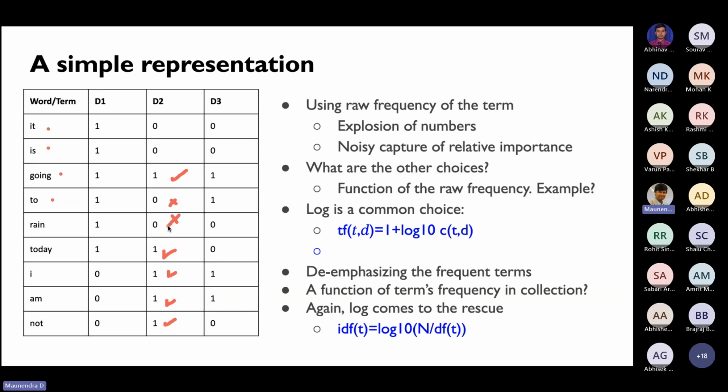Now again, a very simple kind of representation technique. So it's a Boolean representation. That means for each term in the vector, we store either a 0 or a 1, and our understanding is that 0 means absence of the term, 1 means presence of the term.